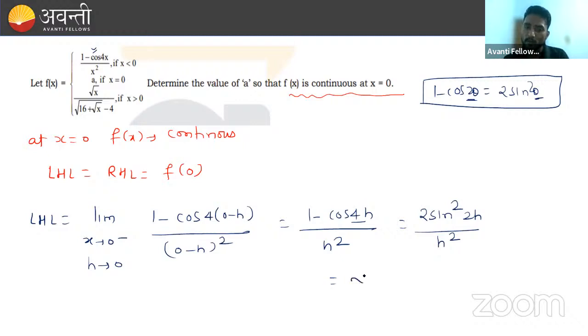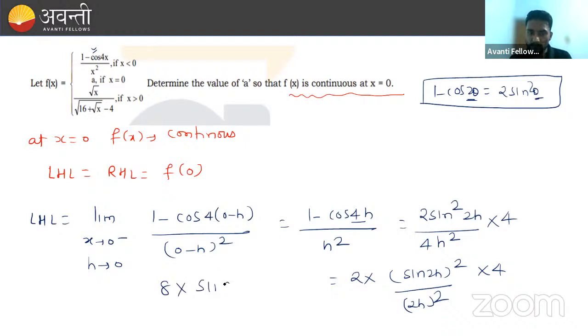But the problem is that it is sine of 2h whole square. So I have to make this (2h) whole square so that I can use sin h by h. So what I am doing, I am simply multiplying and dividing with 4. So it will be 2 into 4, and it will be 4h square. I can write (2h) whole square, so that I can write it like this: 8 into sine 2h divided by 2h. I am just adjusting the value.